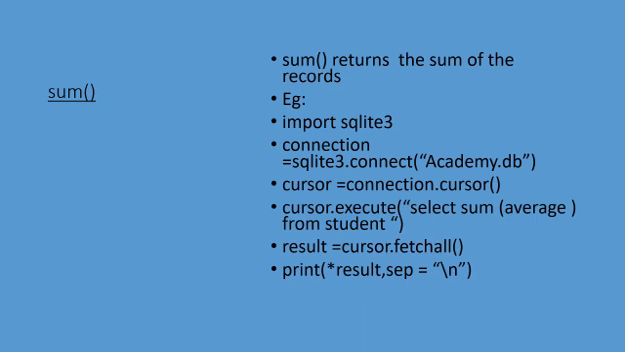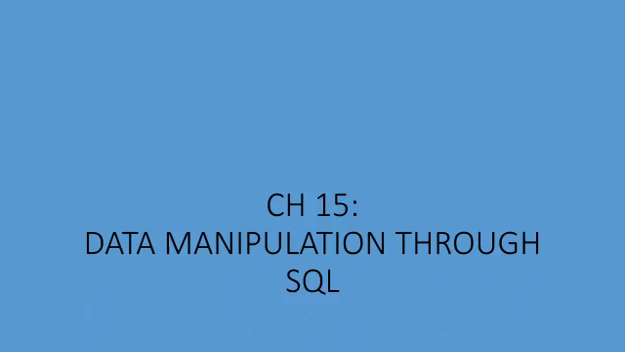The first three lines are the same. Next line, cursor.execute select sum of average from student. In the average column, it has some values. All the values can be added together by the function sum. Sum refers to the addition of the records and it will be displayed. Result equal to cursor.fetchall, print of result. So the answer will be displayed like that. See what the answer is here. It will take all the records, add them and print the result. That's all about it. So this is called the sum function.